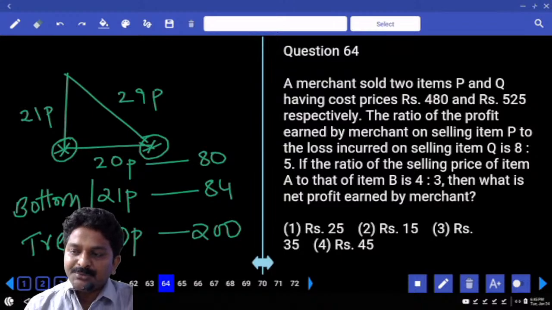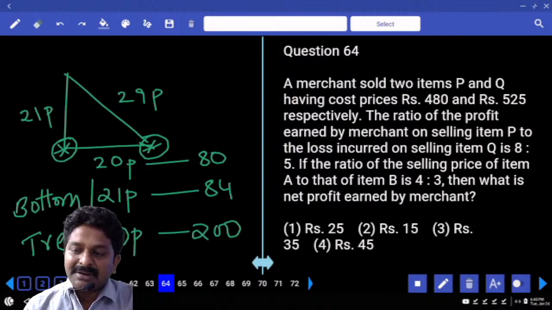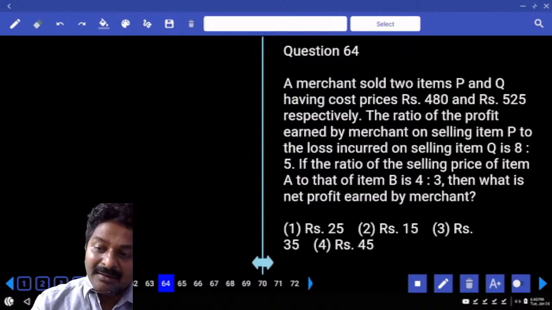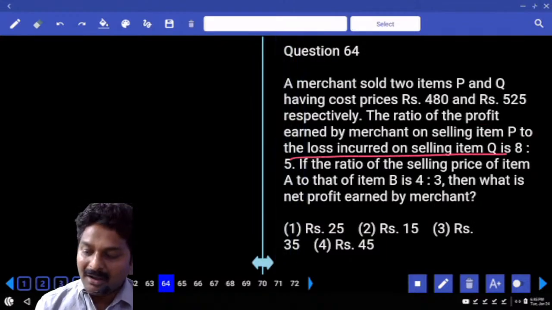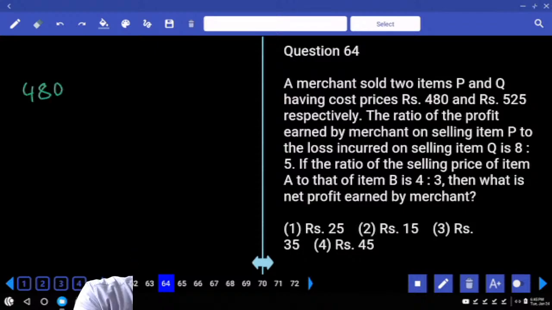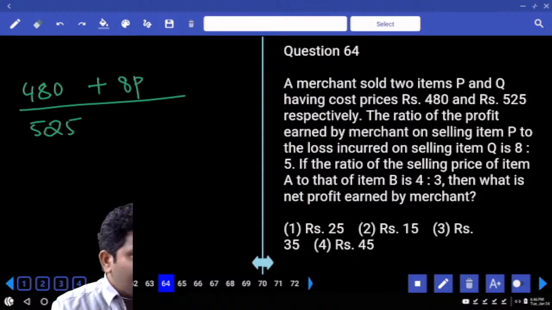A merchant sold two items P, Q having cost prices 480 and 525 respectively. The ratio of the profit earned by the merchant on selling item P to the loss incurred on selling item Q is 8:5. So on selling item P, what is made? Profit. And on selling item Q? Loss. Cost prices are 480 and 525. I am writing selling prices here. By selling item P, there is a profit of 8 parts: cost price plus profit. By selling Q, there is a loss: cost price minus loss. This is selling price, right?